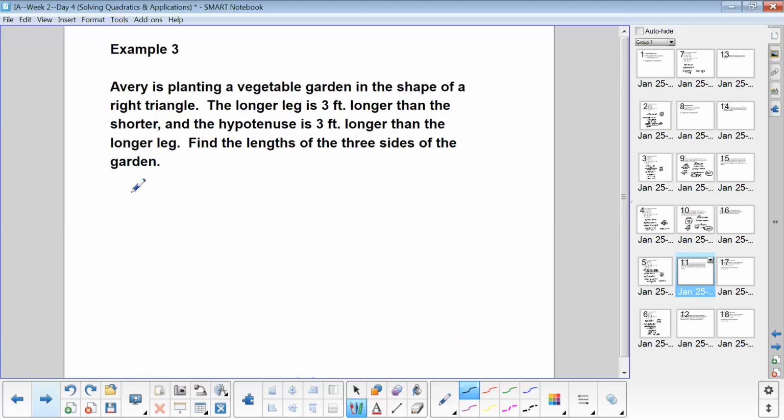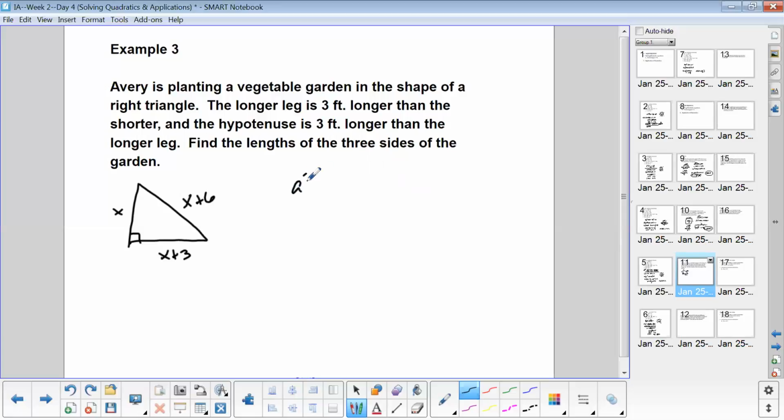This one, Avery is planting a vegetable garden in the shape of a right triangle, and the longer leg is 3 feet longer than the shorter. So we'll say this is the longer, and it's 3 feet longer than the shorter. We'll call this the short side, the longer side, and the longest side. And the hypotenuse, which is the side opposite the 90 degrees, is 3 feet longer than this leg. So what we have is x plus 6.